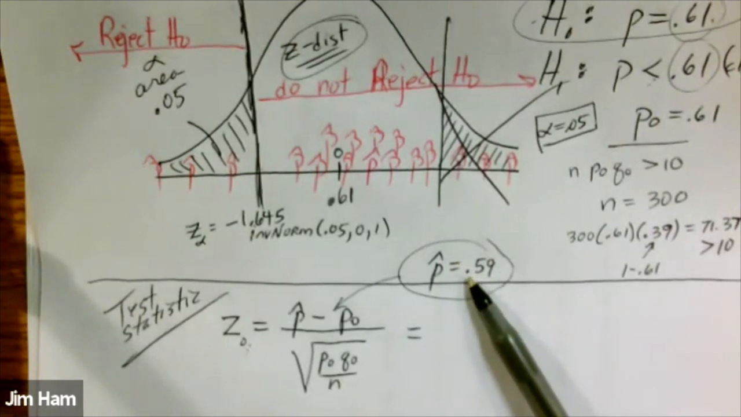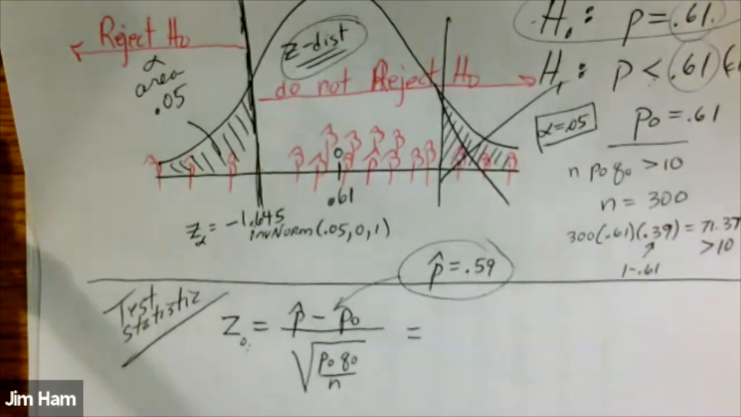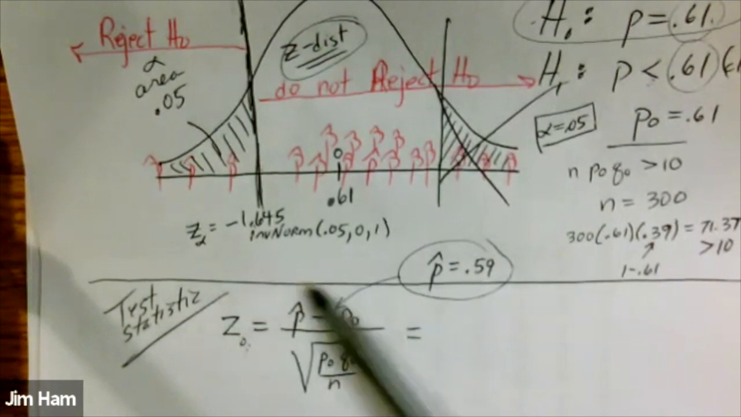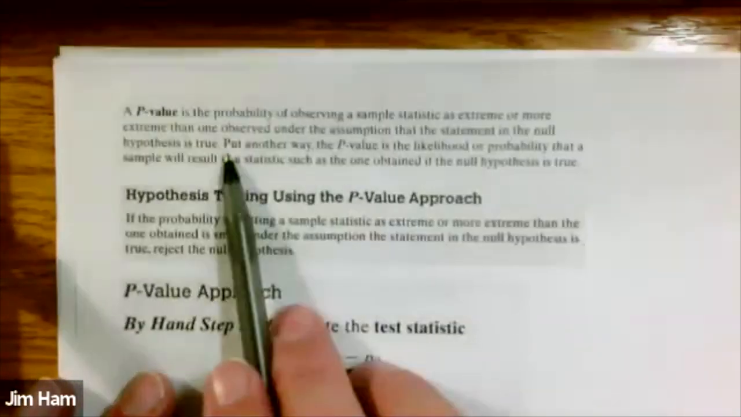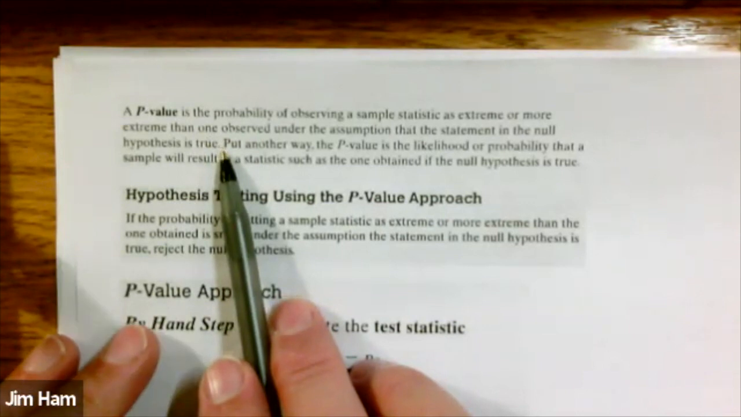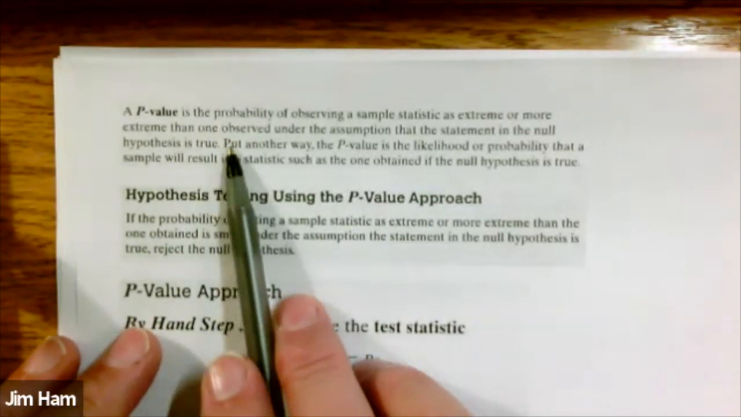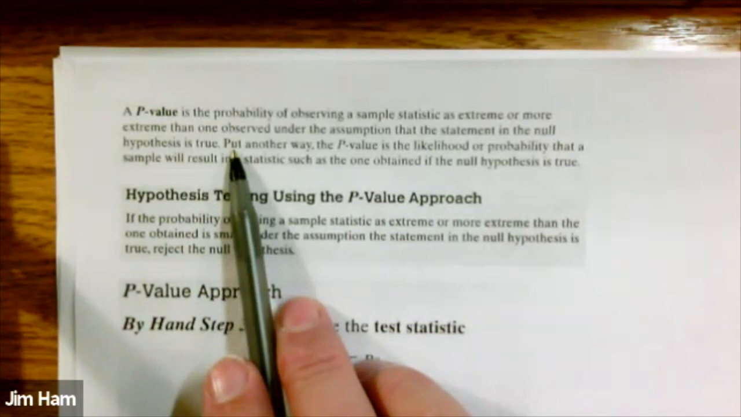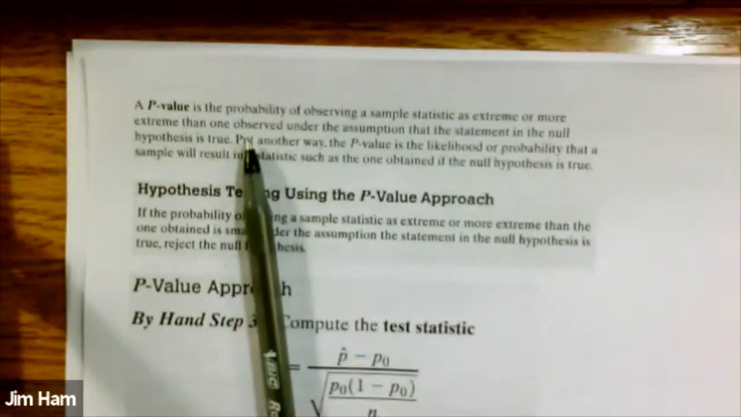So the question is, is 0.59 significantly less than 0.61? And that's where this comes in. The p-value approach is the other approach. The p-value is the probability, assuming the null hypothesis is true, that we would find our sample statistic or something more extreme. Now, what it means to be more extreme would be further away from the middle.